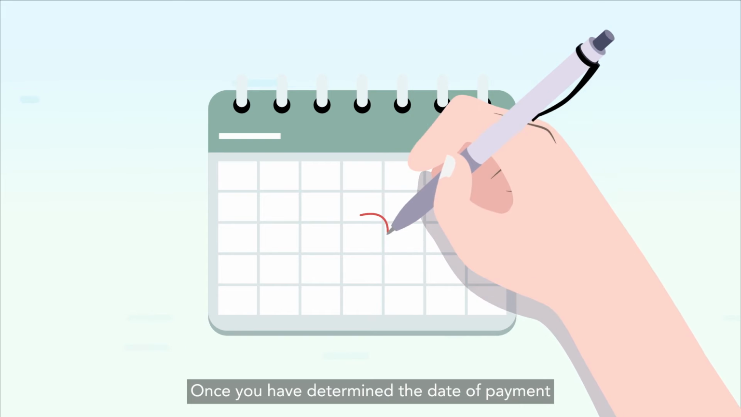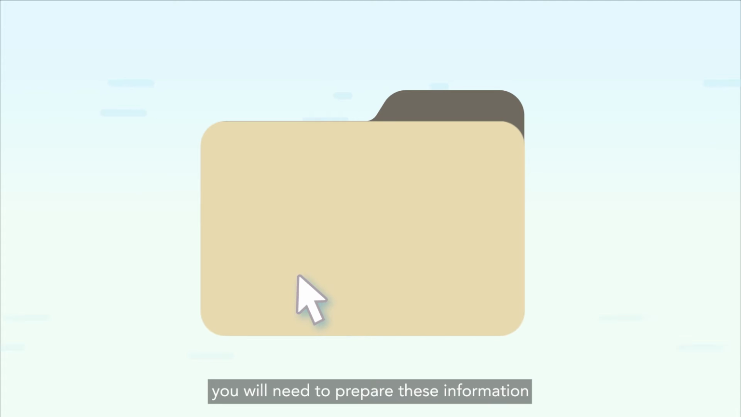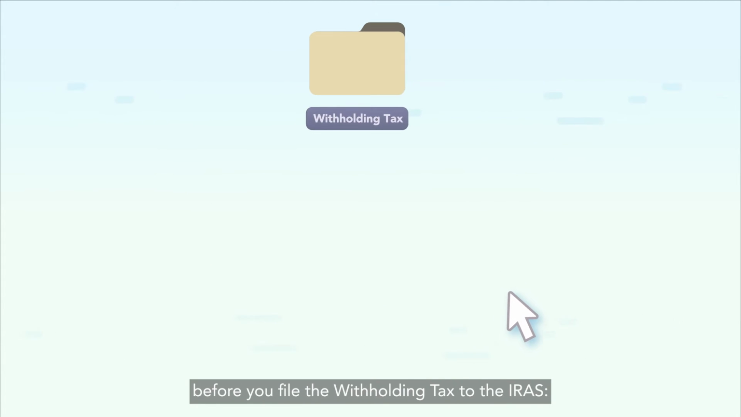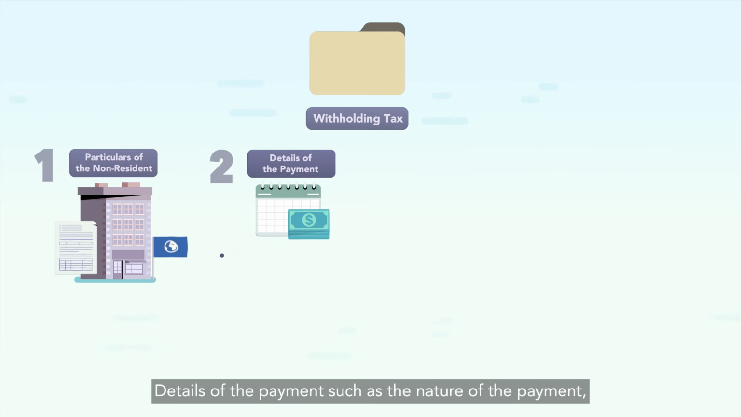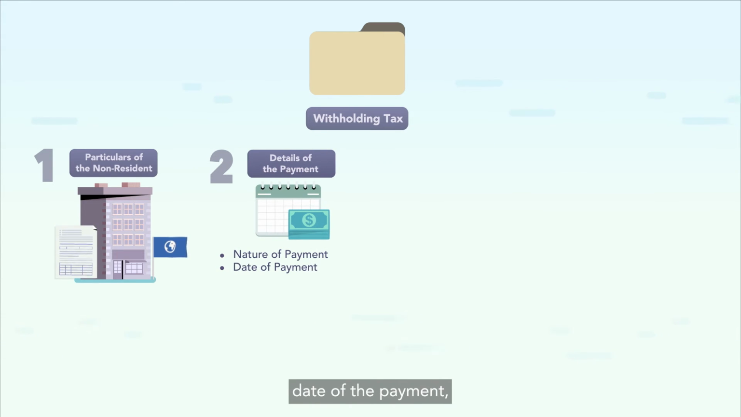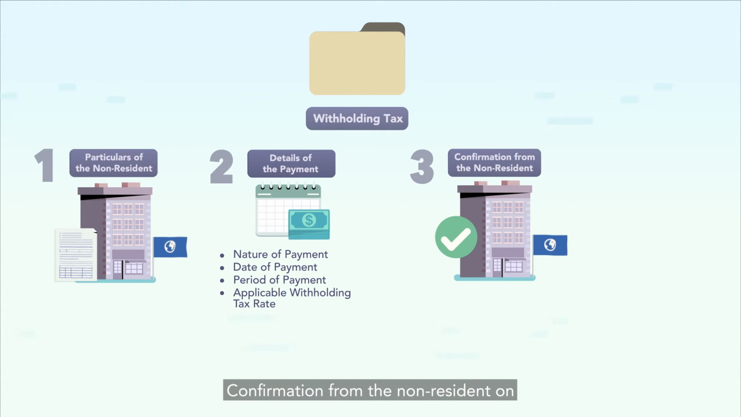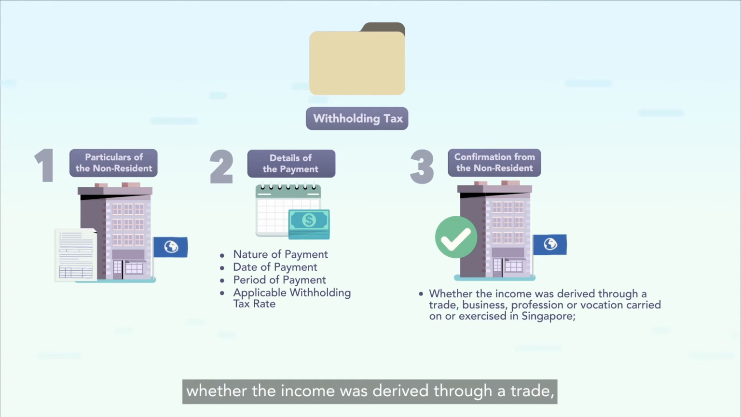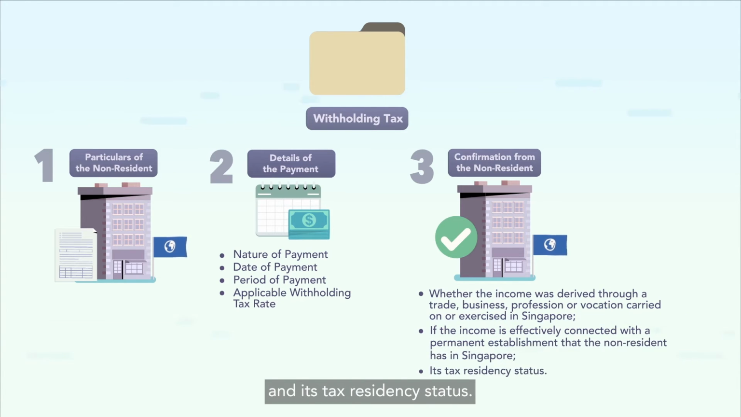Once you have determined the date of payment and the due date to file and pay the withholding tax, you will need to prepare this information before you file the withholding tax to the IRAS. Particulars of the non-resident, details of the payment such as the nature of the payment, date of the payment, period of the payment, and the applicable withholding tax rate. Confirmation from the non-resident on whether the income was derived through a trade, business, profession, or vocation carried on or exercised in Singapore, and if the income is effectively connected with a permanent establishment that the non-resident has in Singapore, and its tax residency status.